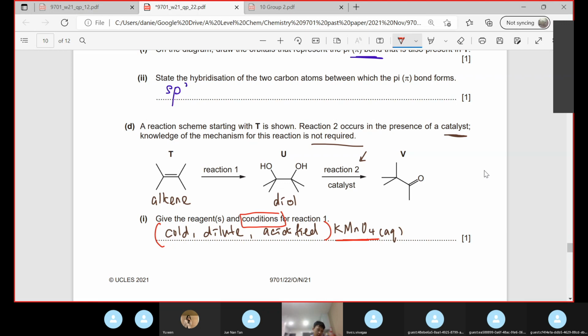Okay, you have all this, then 1 mark. Cold, dilute, acidified, you must have all these 3. If you don't have all these 3, then this 1 mark basically you will lose it.